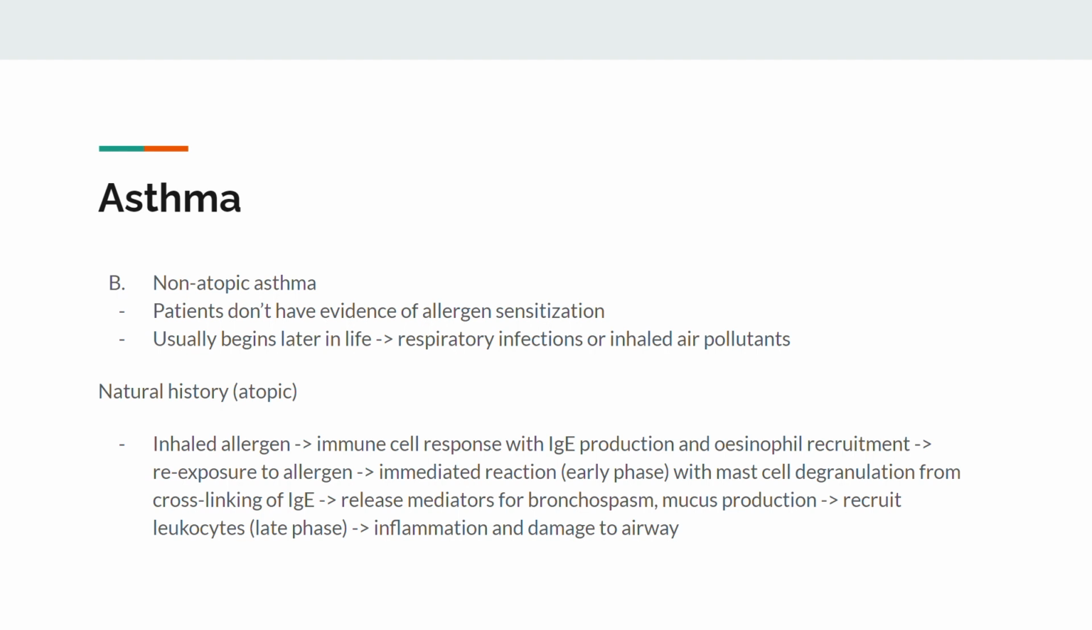Now, on re-exposure to this allergen, you get an immediate early phase reaction where you get massive mast cell degranulation from the cross-linking of IgE. And this mast cell degranulation releases mediators for bronchospasm and mucus production. So here you've got your histamines, your bradykinin, your leukotrienes, stuff that is just going to irritate the airways and increase mucus production. You also get, from these mediators, recruitment of leukocytes, your chronic and late phase immune cells. And this starts the late phase of asthma, where you start to get inflammation and damage to the airway.